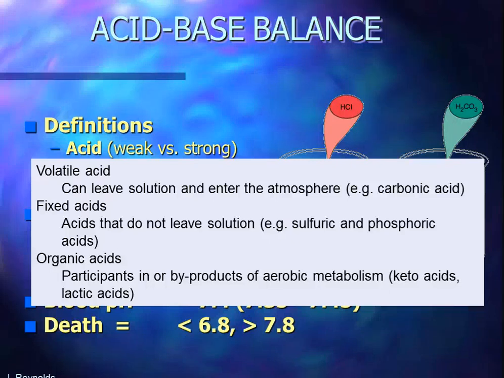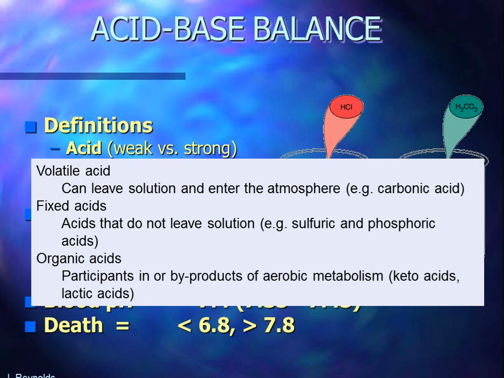Three categories. Let's go organic acids. They have carbon, they have hydrogen bonded to carbon. You've seen these before. Ketones, keto acids, lactic acids, well, trying to think what else. Pyruvic acid, all the acids of the Krebs cycle.